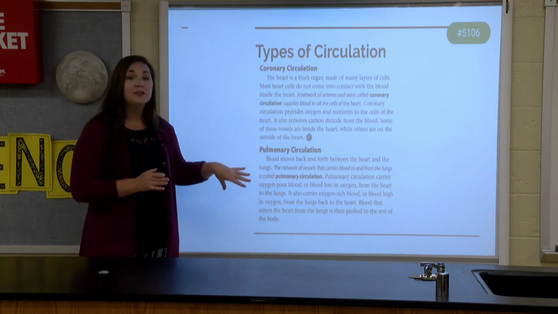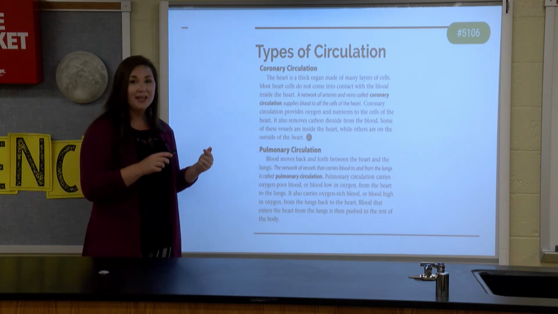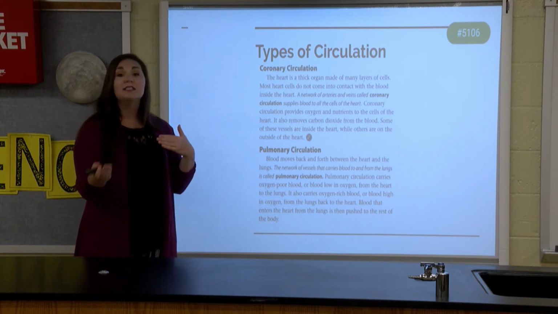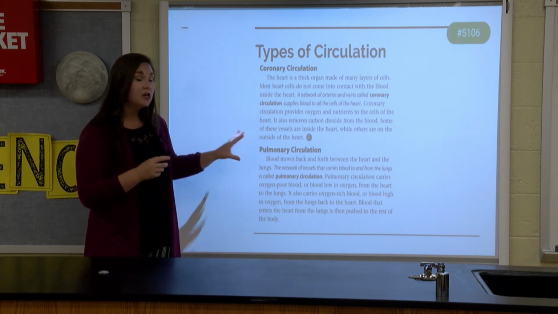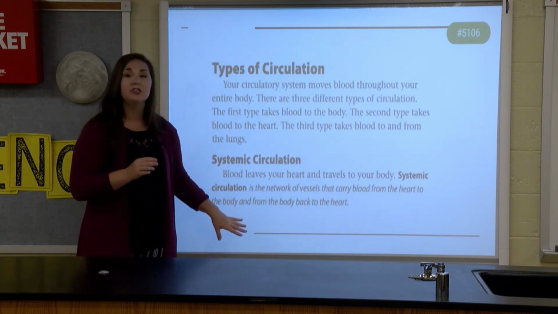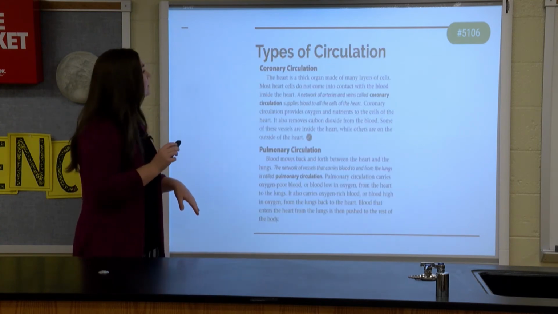Pulmonary circulation is specifically the blood between the heart and the lungs and back to the heart. So these two are more specific areas, whereas systemic circulation considers your whole body.